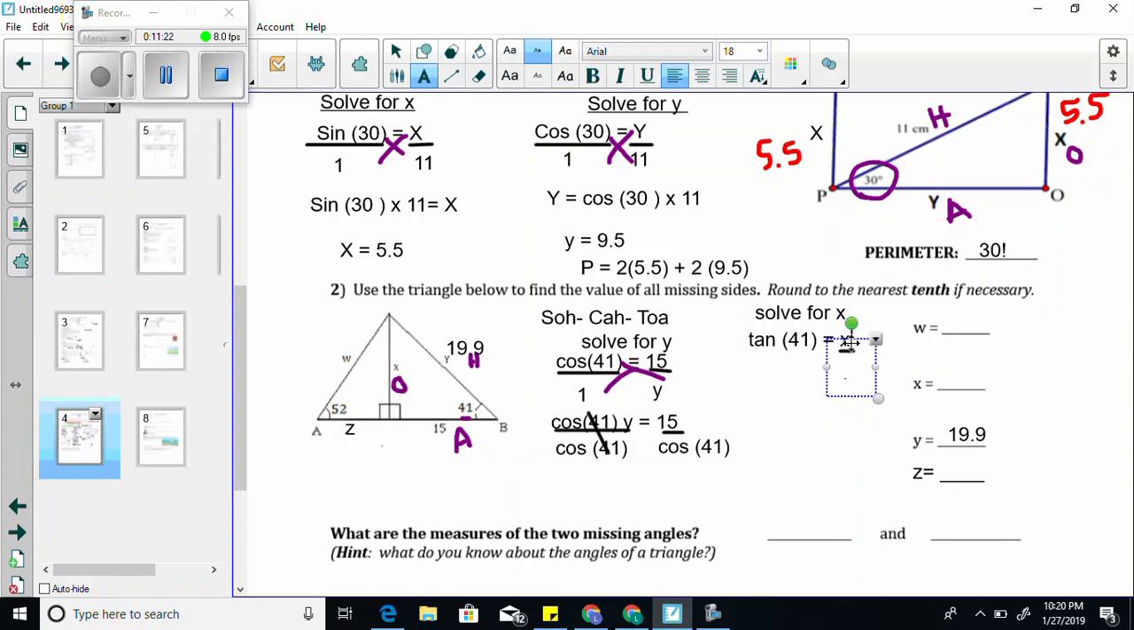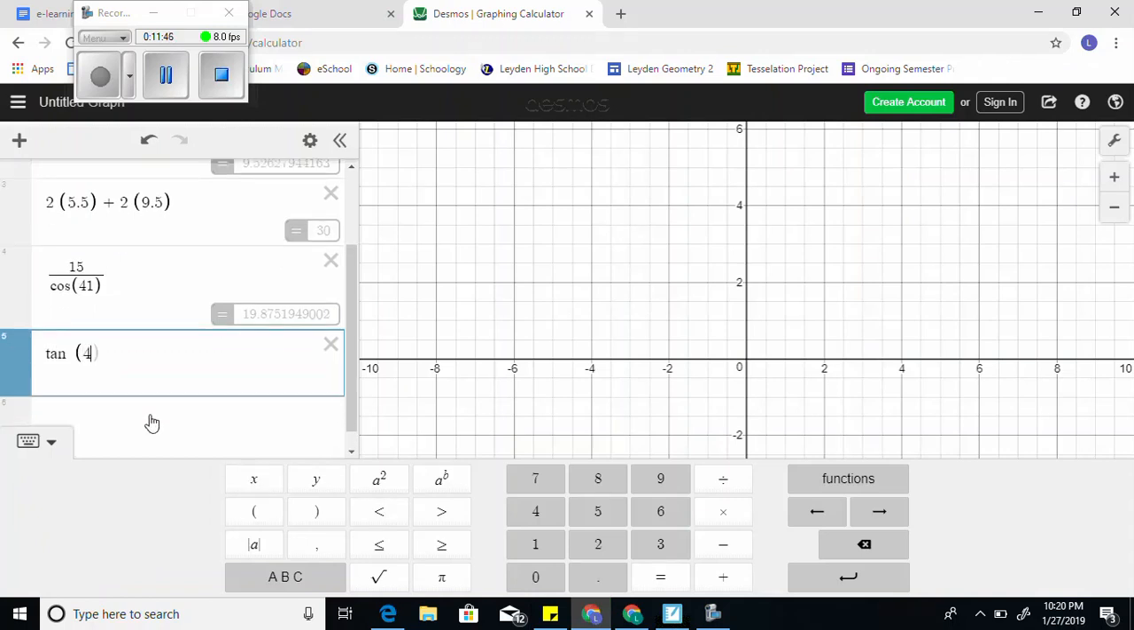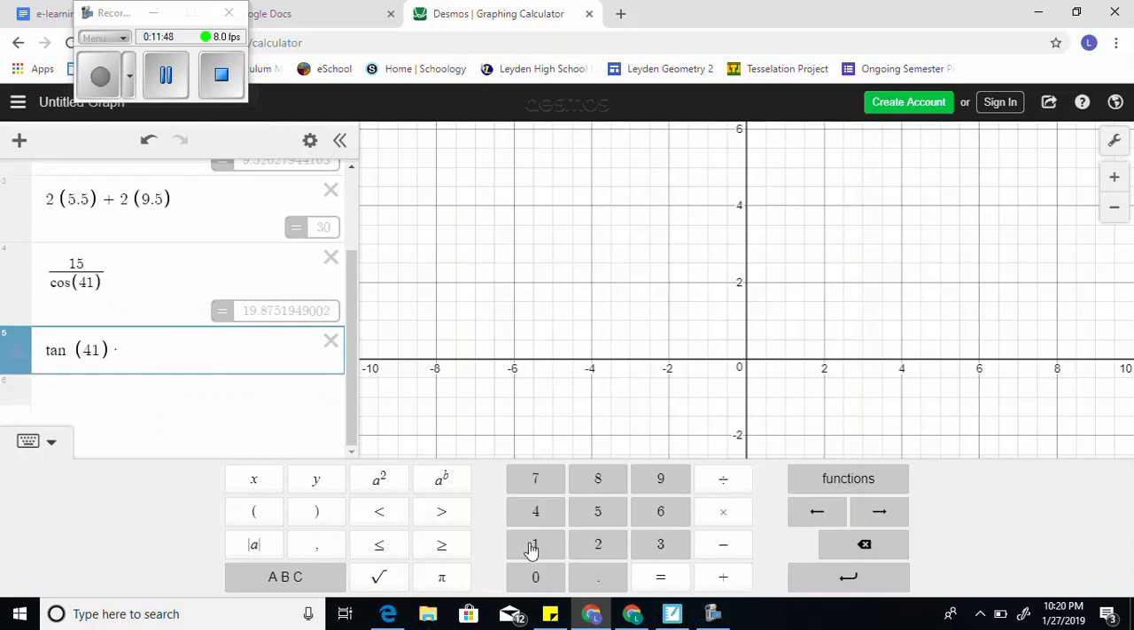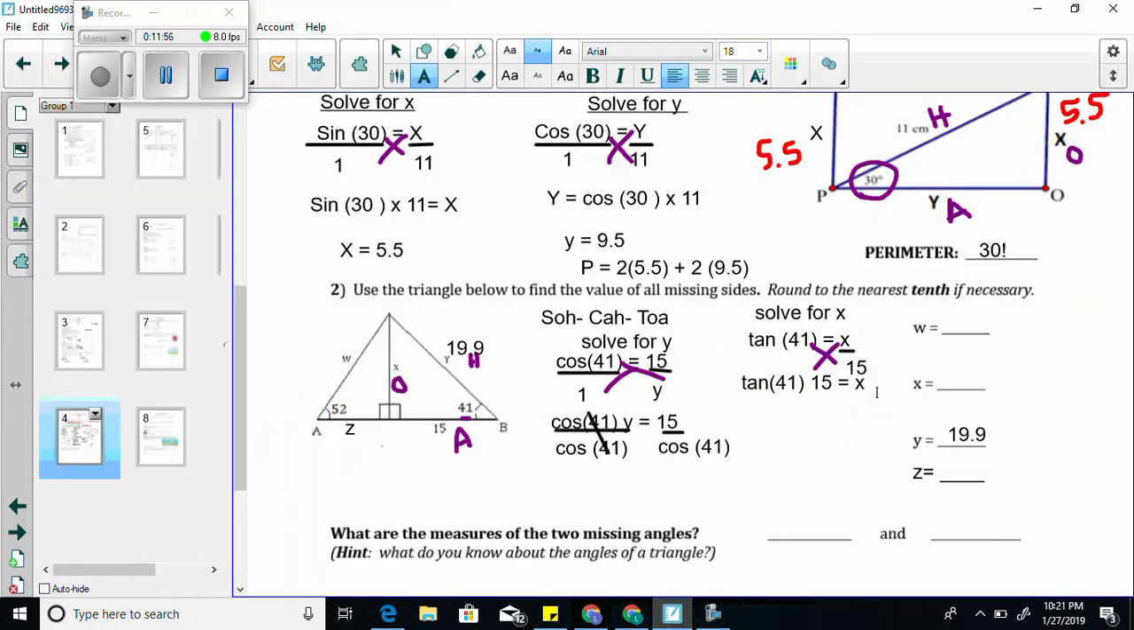Okay, same thing here. When I cross multiply, I'm going to have tangent of 41, oh, I'm sorry, this is the one we do like. I'm going to have tangent of 41 times 15 equals x. So no dividing here. I can just plug in tangent of 41 times 15, and I get 13.03, which I'm just going to keep as 13 then. Okay, so x equals 13.